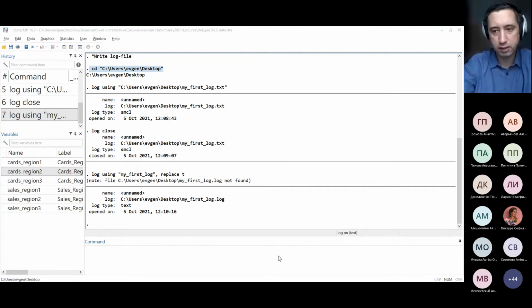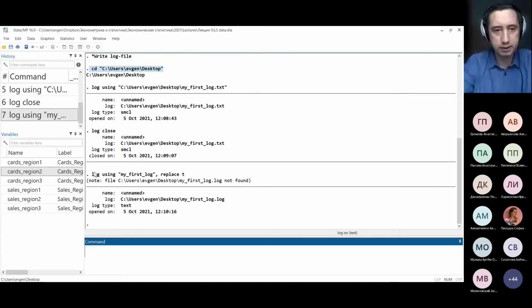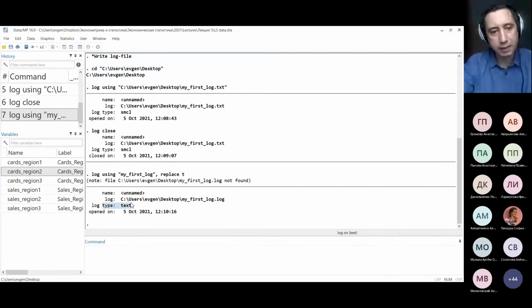If you are a Mac user, well, yes, Anastasia, but now I'm explaining how to write a log in txt format. Look, log type, text. This is the place where your log is, and this is the time when you opened this log file.